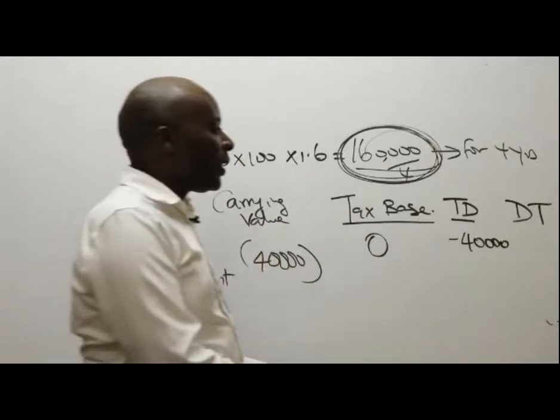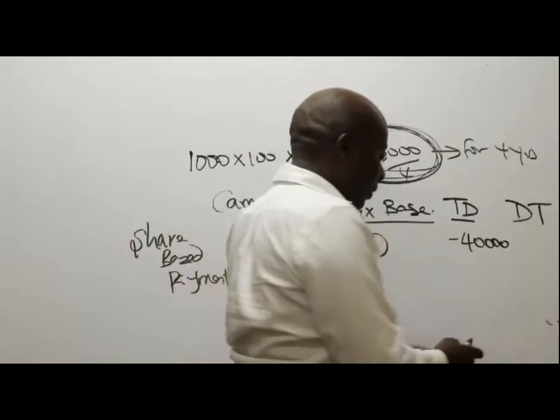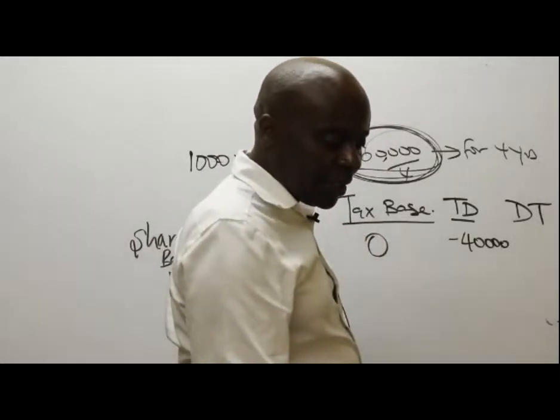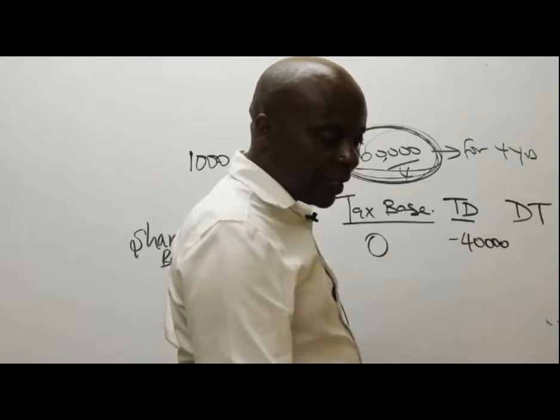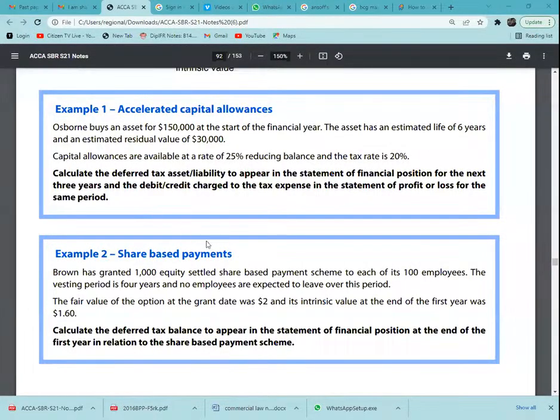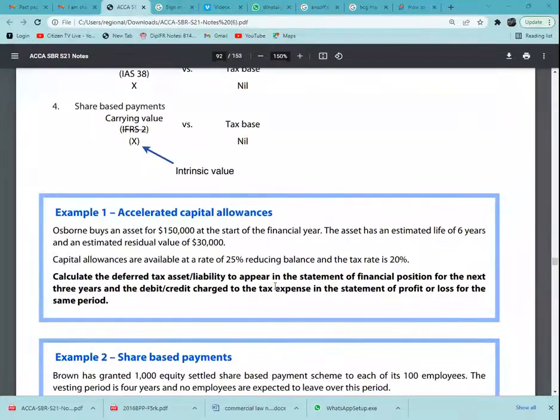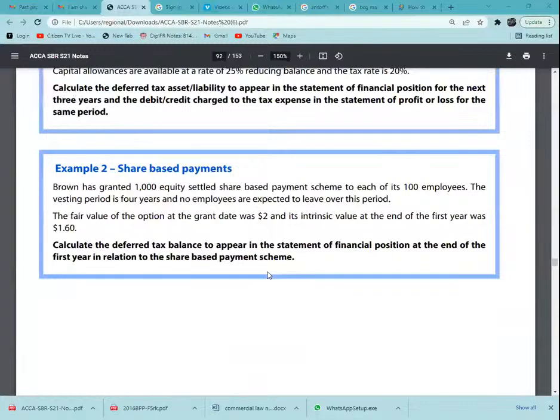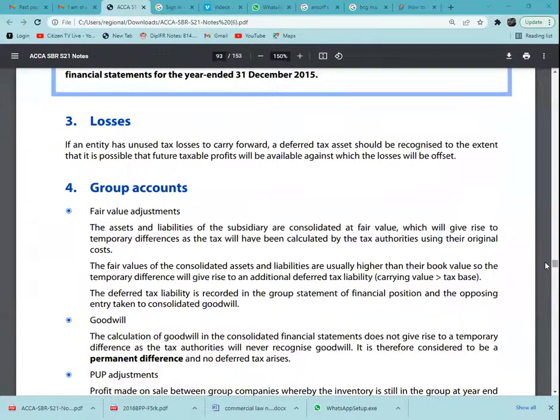And of course, in this case here, the deferred tax, what is the percentage? Have they given us the percentage rate? There is nothing really. Perhaps in this case here, this is chapter number 20.